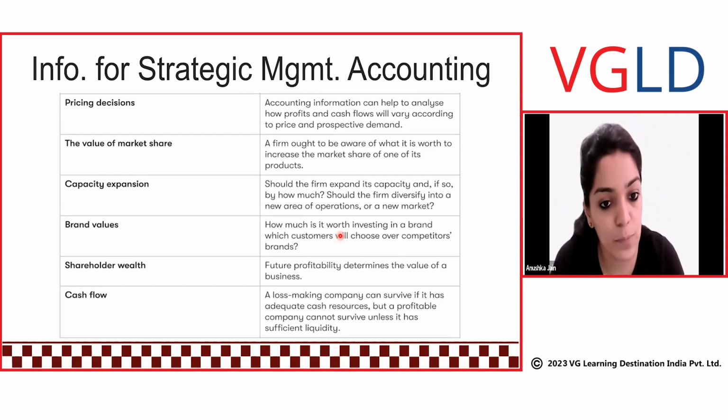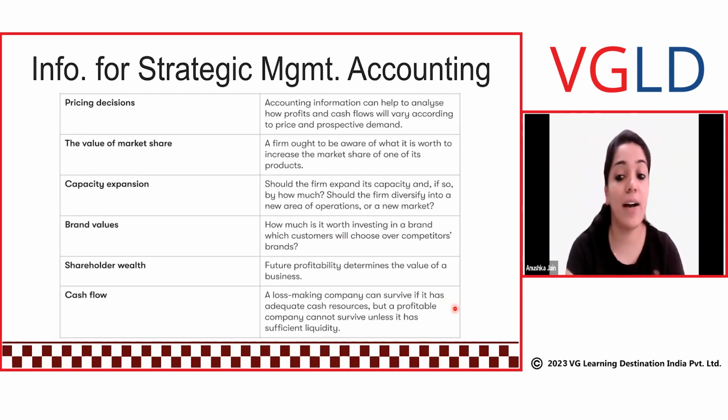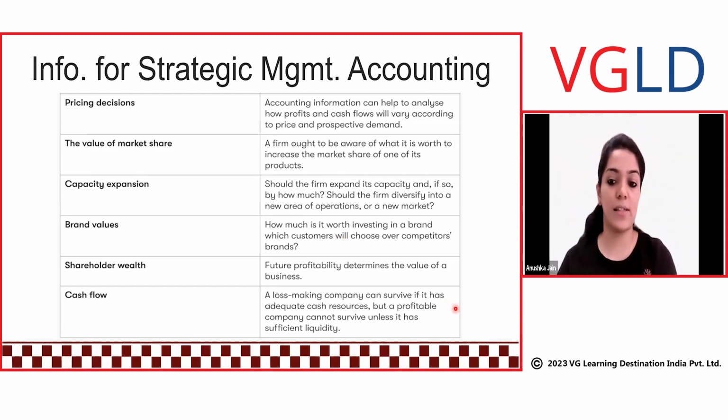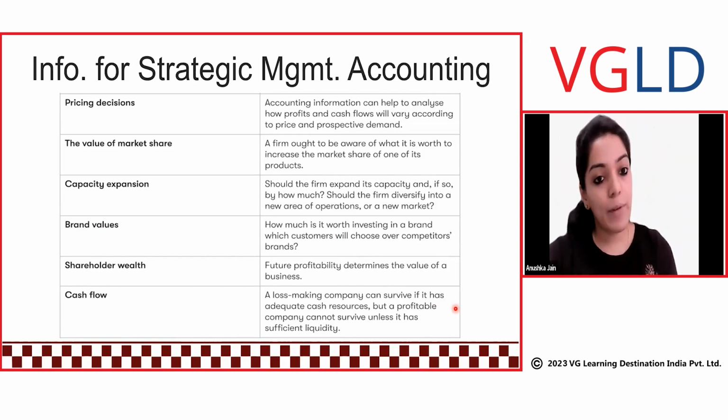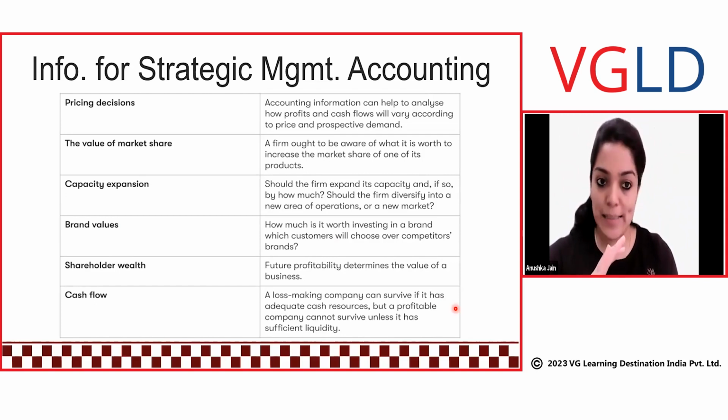Next is cash flow. A loss-making company can survive if it has adequate cash resources, but a profitable company cannot survive unless it has sufficient liquidity. I'll give you one example, you tell me. So there is a profit-making company. In the books, it is making profit. It has done a lot of sales, it has incurred some cost, and net on net, it is in profits.